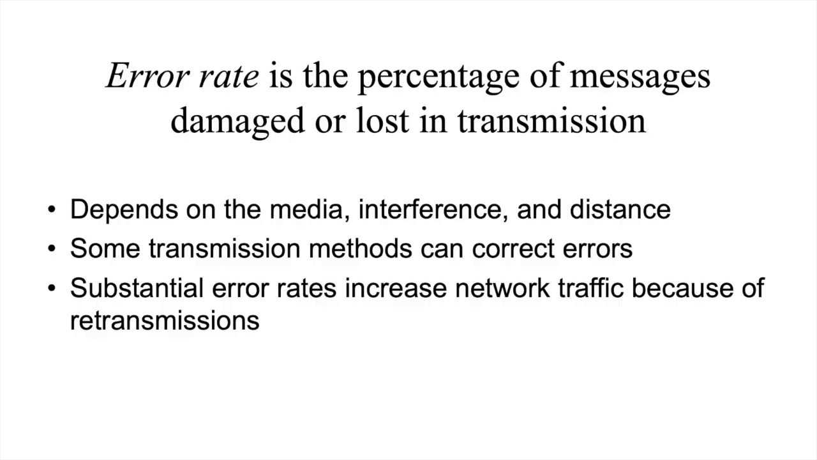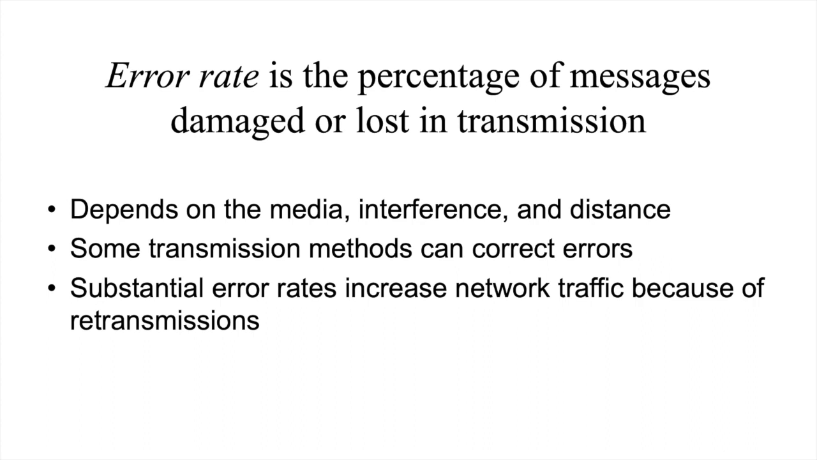All right, next up, error rate. Error rate is the percentage of messages damaged or lost in transmission. Error rate depends on the media. So wireless has a higher error rate typically than wired, and that has typically higher error rate than fiber. Interference affects your error rate, and the distance affects your error rate. There are some transmission methods that correct errors, and we'll talk about that in the next module.